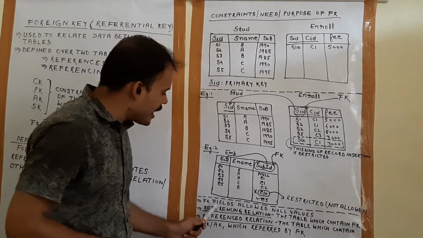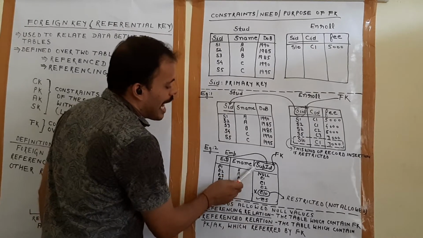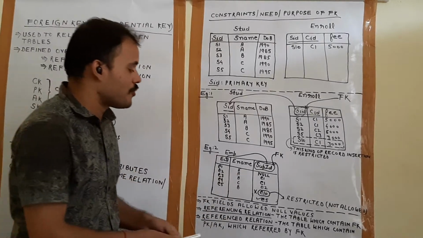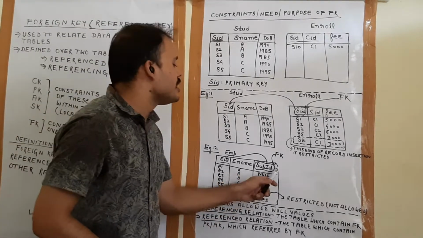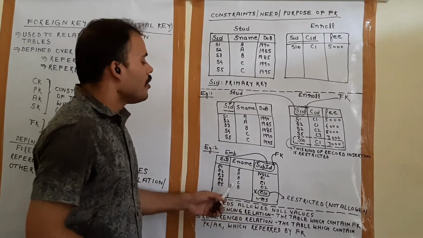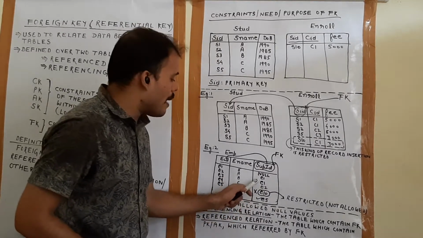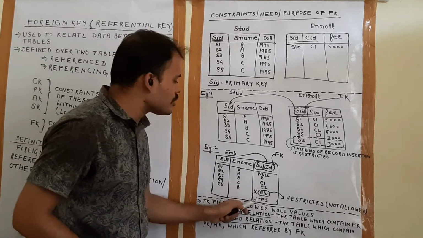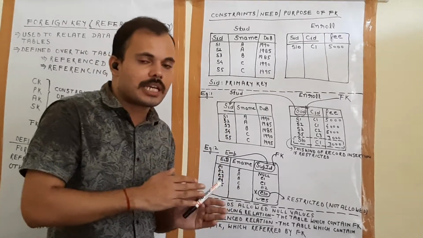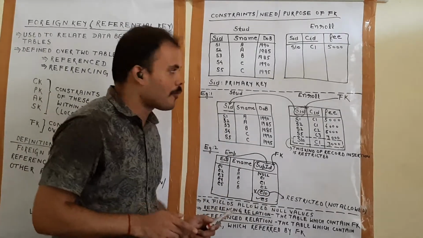And foreign key field values allow null values. See here, a foreign key field can be null. What is a field? The name of the column is known as a field. This is the foreign key field, and it can have null values and non-null values. E1, E2, E2, E5: these non-null values should refer to the primary key or alternative key of the same table or another table. Understood? And null values are allowed in the foreign key.